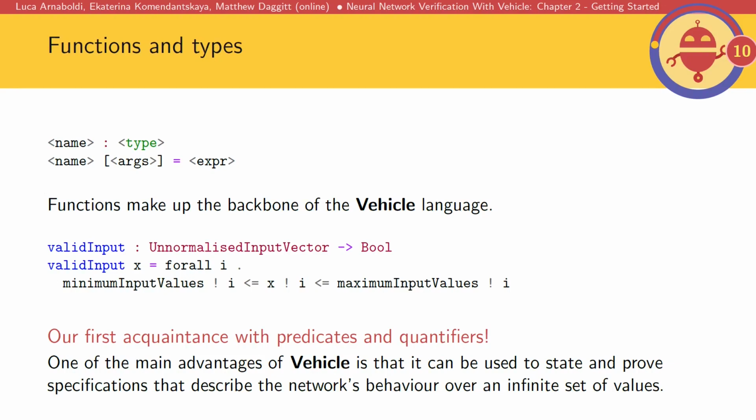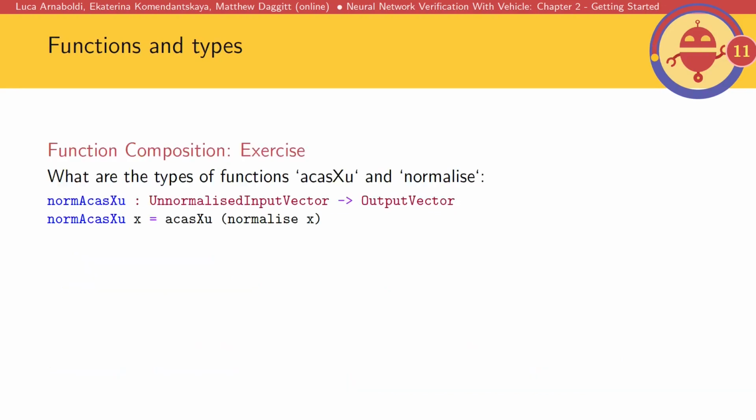So one of the main advantages of Vehicle is that it can be used to state and prove specifications that describe the network's behavior over an infinite set of values. So I've just told you that for all, it's because we use bool, but also for all, unlike for each, can work over infinite domains. So that's the second distinction of for all from for each. And we'll have an example in a second. So let's first finish this discussion of functions with some exercise on composition of functions.